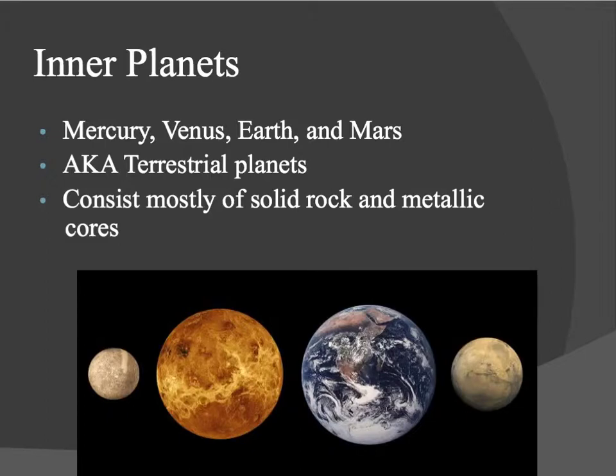First up in our solar system are the inner planets. The inner planets are also known as our terrestrial planets. So terra means ground, earth. They're rocky planets. Okay, so it's Mercury right here. Then we have Venus, then we have Earth and Mars. And all of these planets consist mostly of solid rock and have metallic cores. That's why they're grouped together.